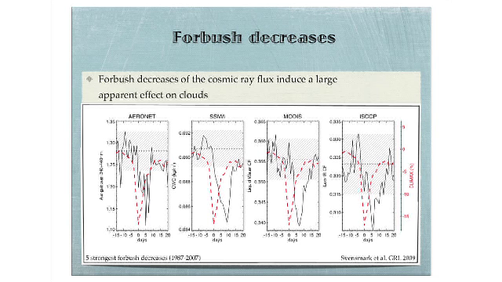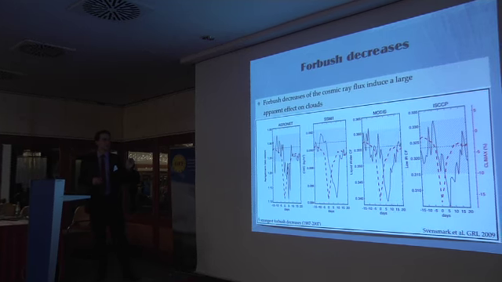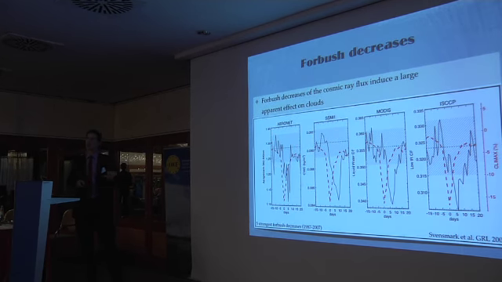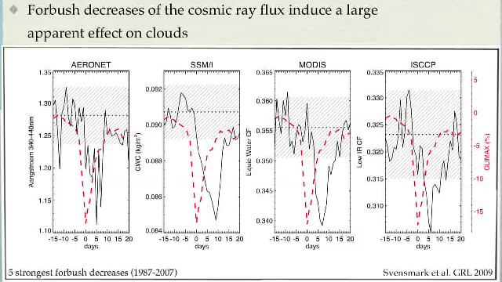Okay, another independent confirmation that cosmic rays are affecting the climate, and not something else which is more directly related to solar activity, is if we look at Forbush decreases. Here you have independent variations in the cosmic ray flux which are not associated with other solar activity. And you see that when you have this reduction in the cosmic ray flux over timescales of days, you get, following that, changes in the aerosols in the atmosphere and then in the cloud properties.